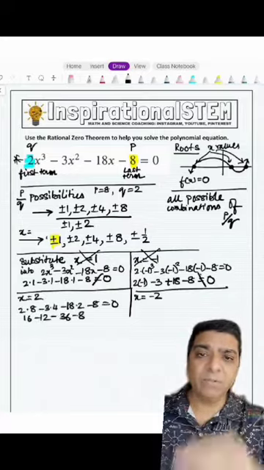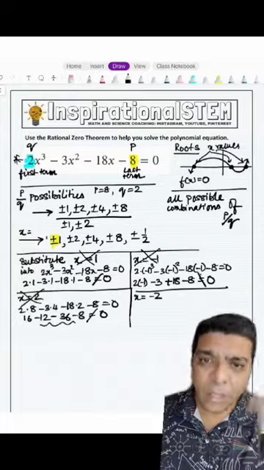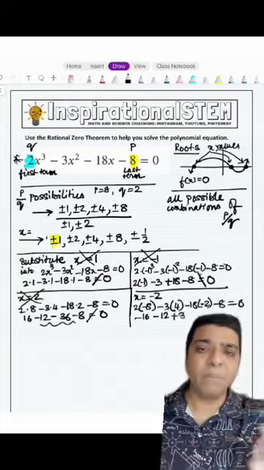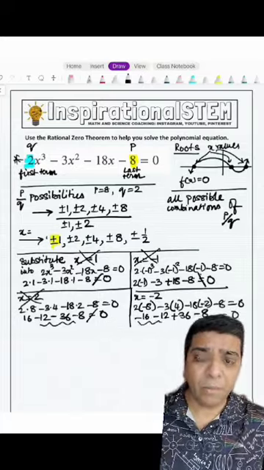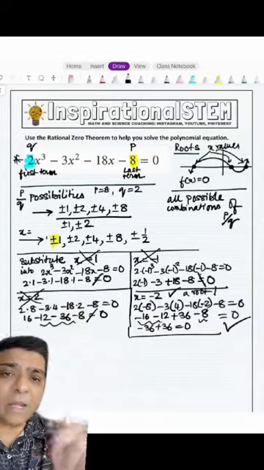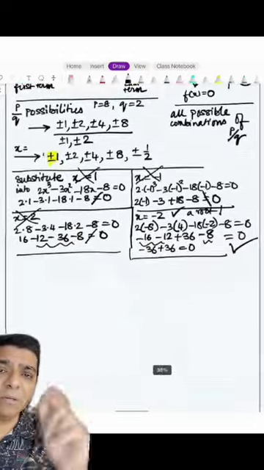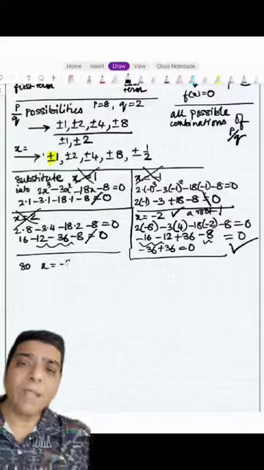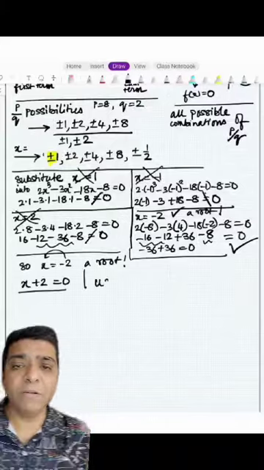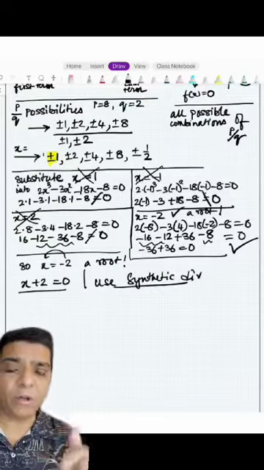Let's try x equals 2: 2 times 2 cubed minus 3 times 2 squared, and so on. So you see I substituted 2 into the original polynomial, and that does not equal 0 either. But -2 does. When you substitute -2 into the original polynomial, you get -36 plus 36 equals 0. So x equals -2 is a rational root of our polynomial.